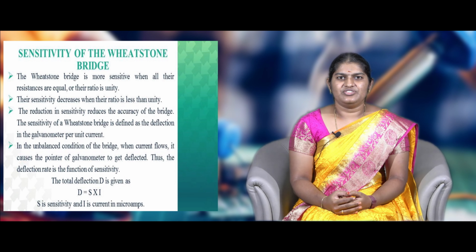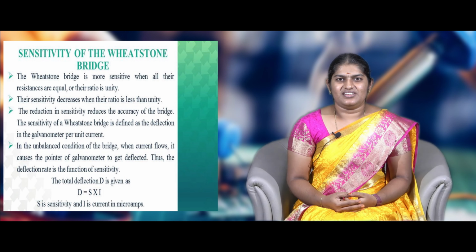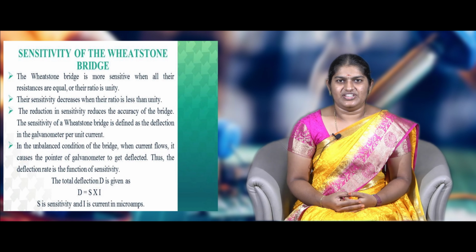The sensitivity of a Wheatstone bridge is defined as the deflection in the galvanometer per unit current. In unbalanced condition, it causes deflection in the galvanometer. The deflection rate is a function of sensitivity. The total deflection is given by the formula D is equal to S into I, where S is the sensitivity and I is the current in microampere.